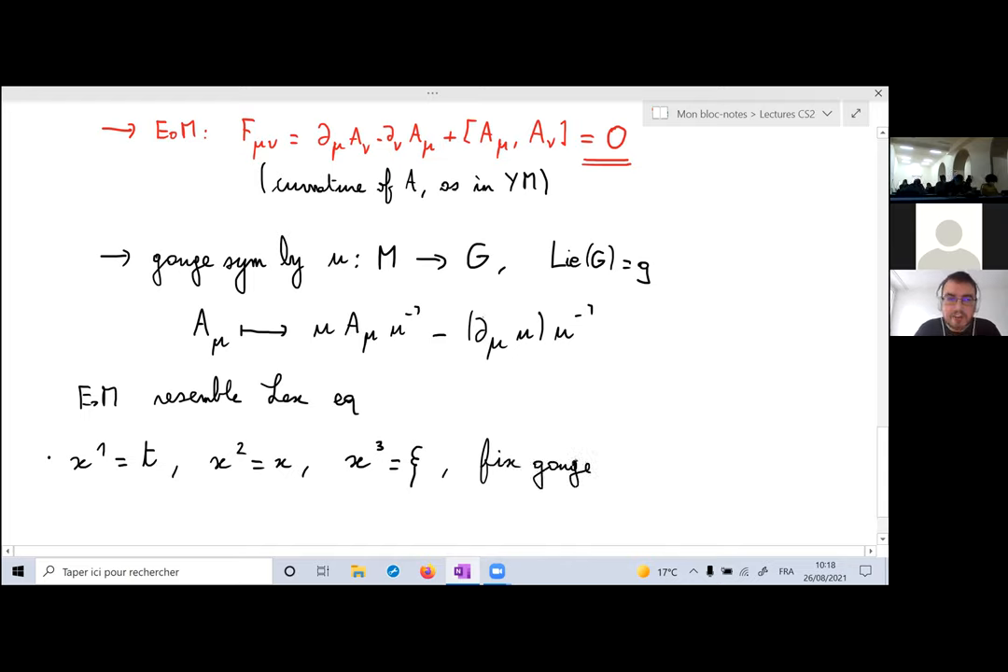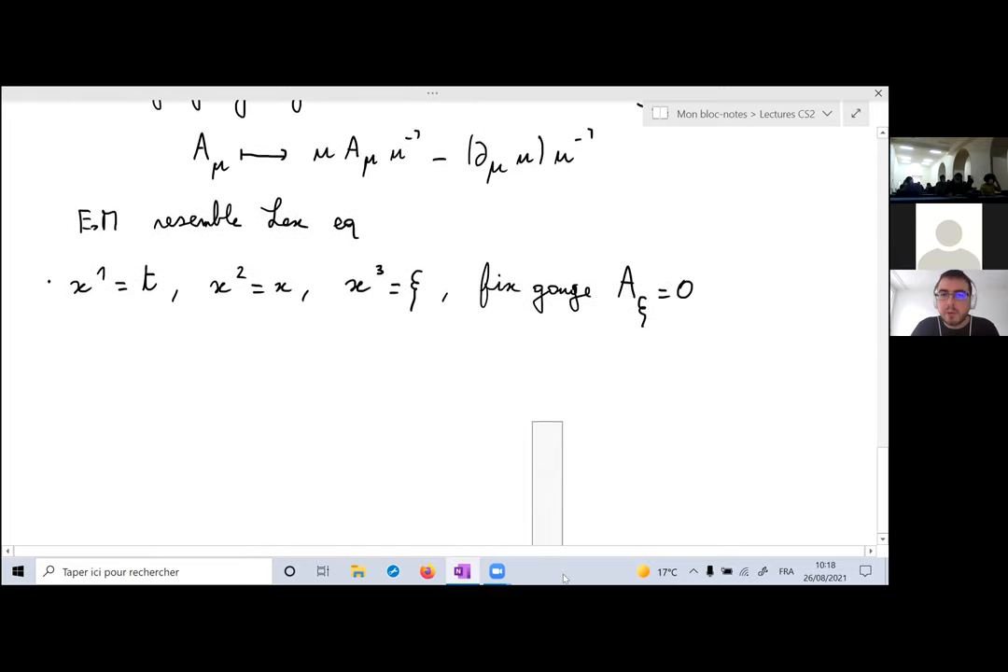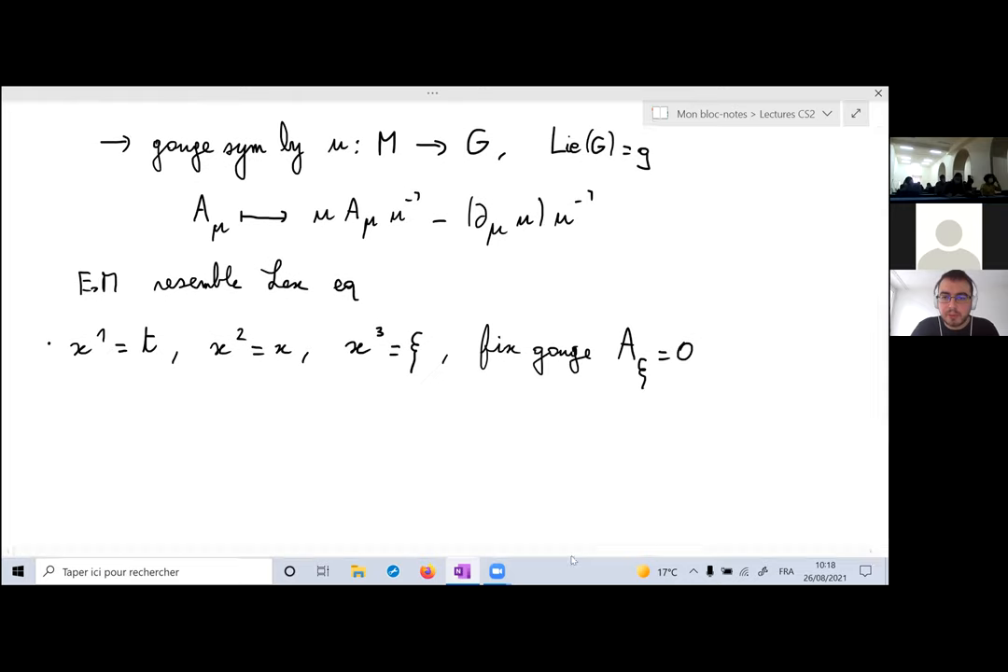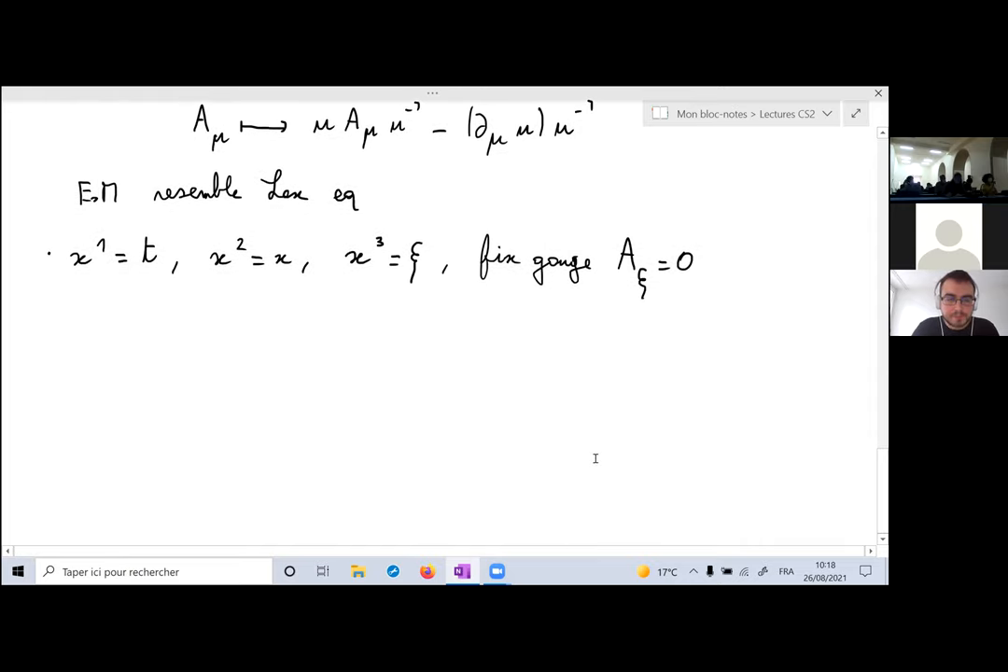So because I have a gauge symmetry in my theory, I can use it to transform my A, and I can go to a gauge where I will fix the third component xi to be zero. And this is what is sometimes called the axial gauge. And once I'm there, I actually get some important consequences from the equation of motion.